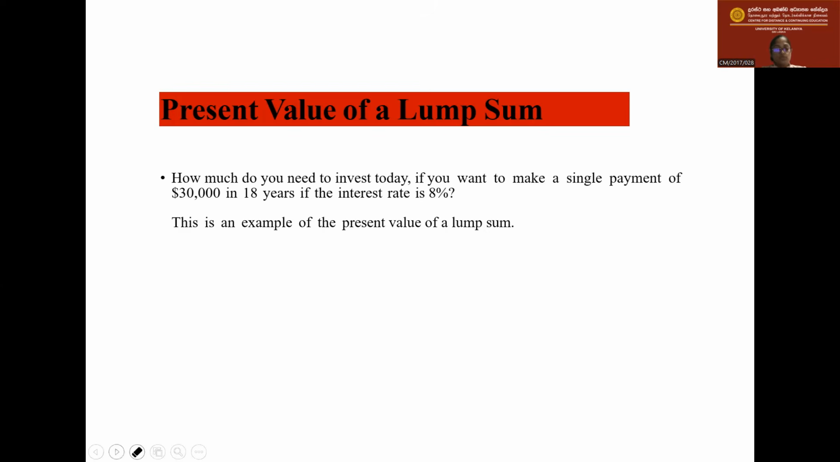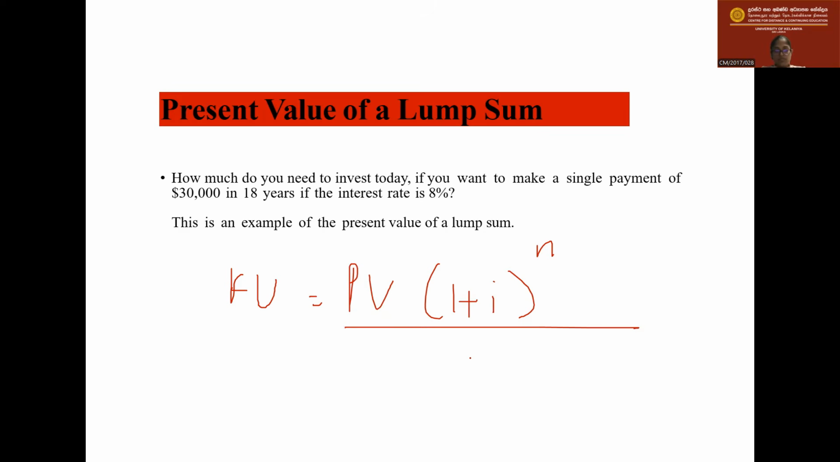Okay. So here again, read the question. How much do you need to invest today? The question is asking you to calculate the today value, that means the present value, right? So we know FV equals PV (1 + i)^n, right? Here we have to find the present value. Therefore, we can customize the same equation. We have to isolate PV.